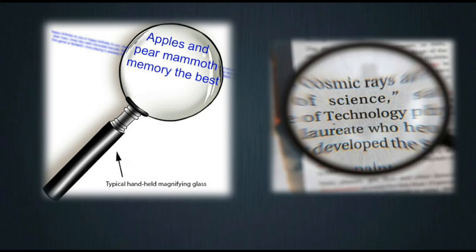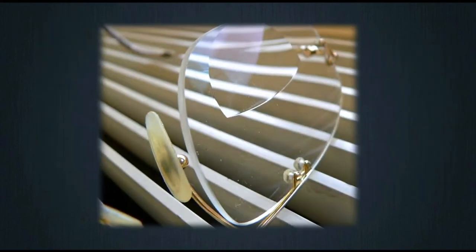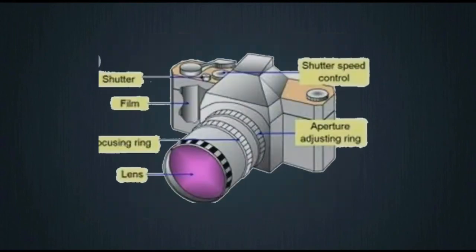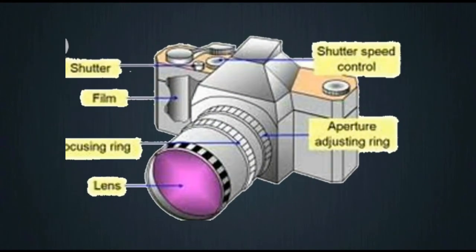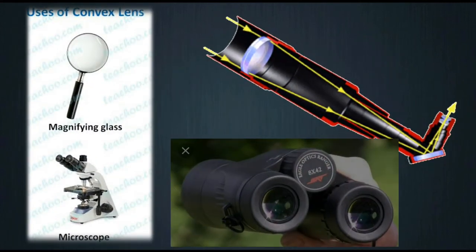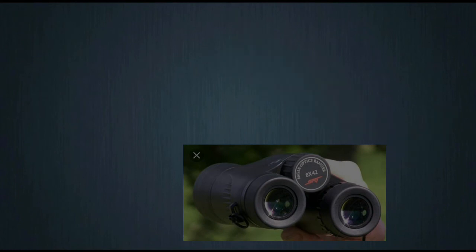So the convex lens has two uses actually. The convex lens is used as a magnifying glass, and there are also some other uses of the convex lens: it is used to make spectacles, it is used to make cameras, and it is used in microscopes, telescopes and binoculars. These are the uses of the convex lens.